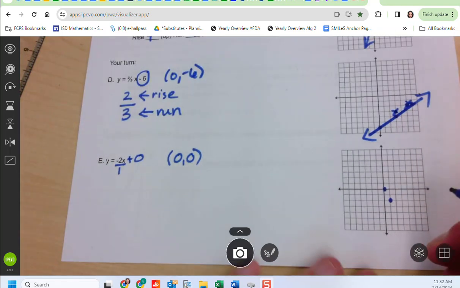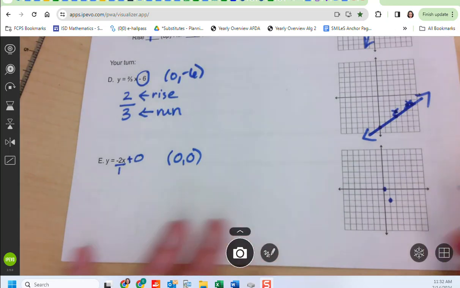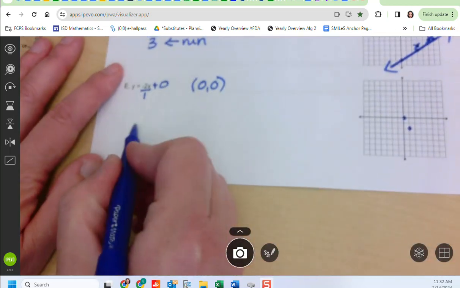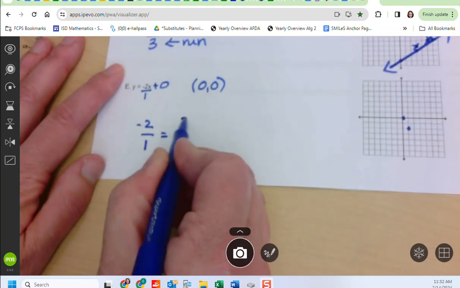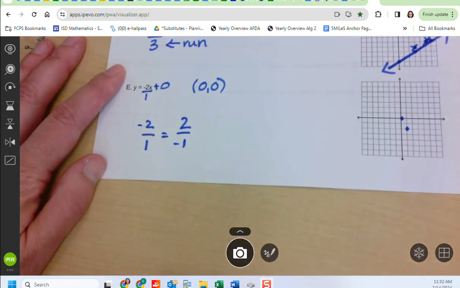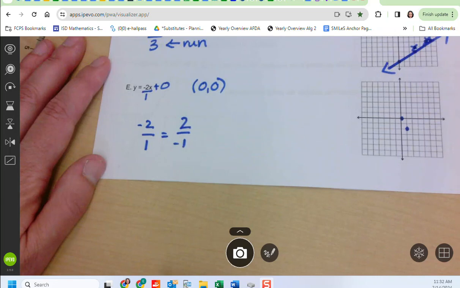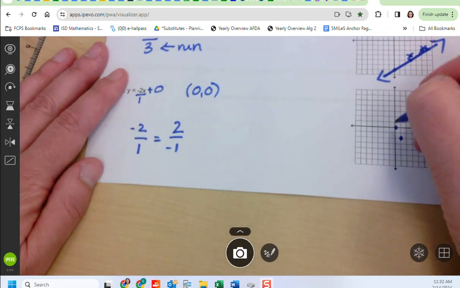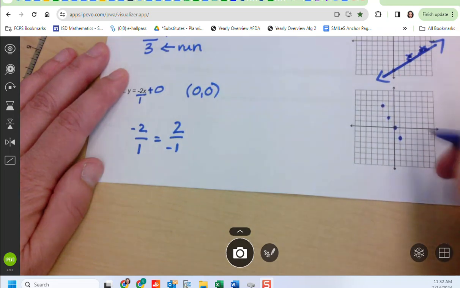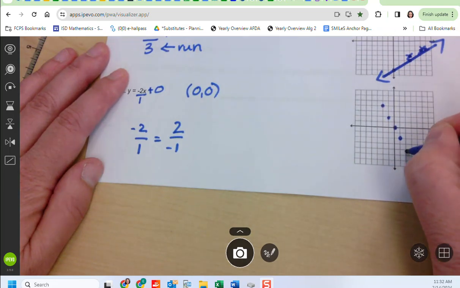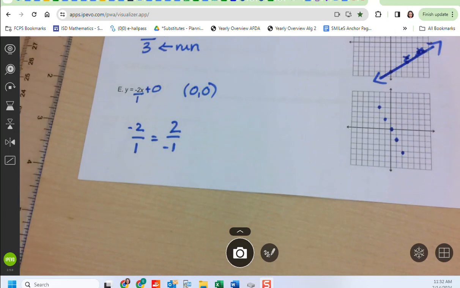Yes? Can it go up to the left one? Good. Because that makes a good point. -2 over +1 is the same as 2 over -1. They both equal -2. So Ben's saying you can go backwards as well. That's true. A good sign that you might be doing it right is that your points are actually lining up. Okay?